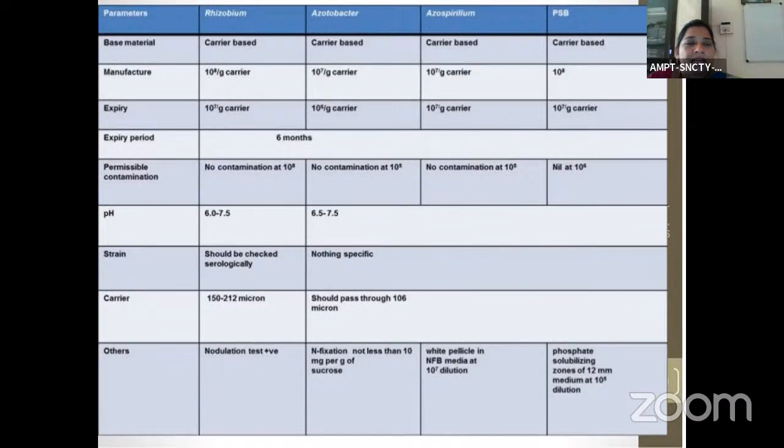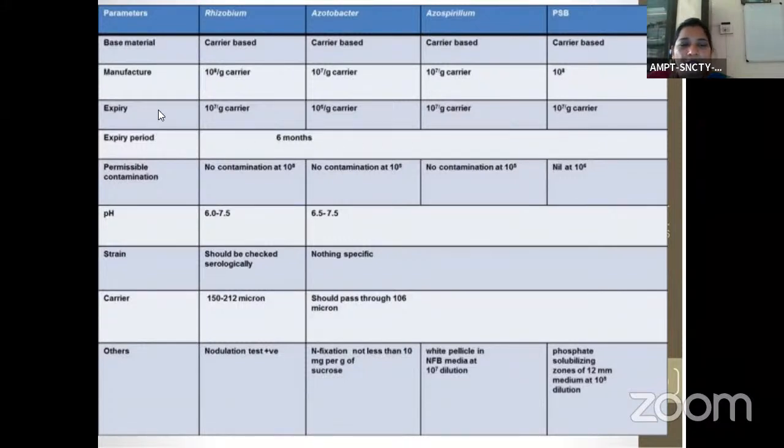Then these are the parameters which we have to consider while producing the biofertilizers. Any carrier can be used as the base material. The manufacturer should check the quality: 10 to the power of 8 cells per gram of carrier material, or 10 to the power of 7. Rhizobium 10 to the power of 8 or 7, azotobacter 10 to the power of 7 colony forming units, azospirillum 10 to the power of 7, PSB you can maintain up to 10 to the power of 8 or 7.